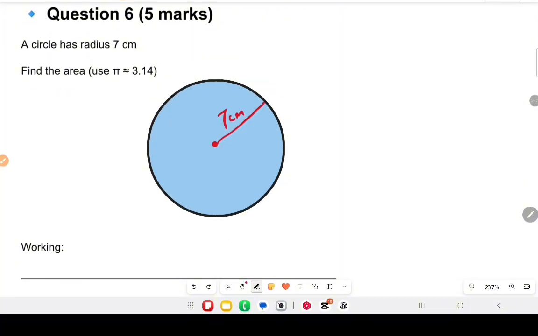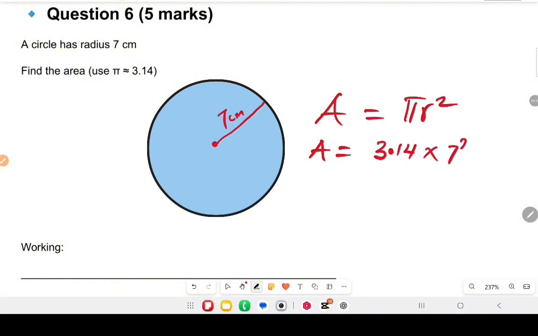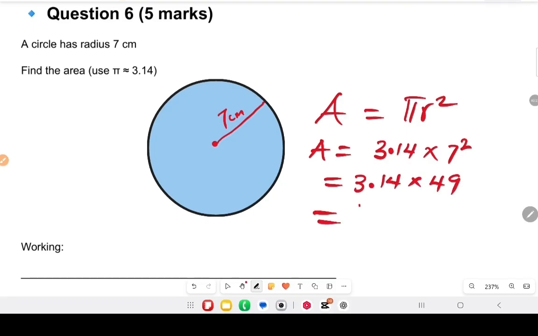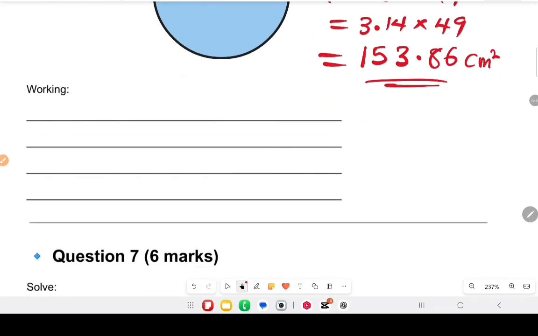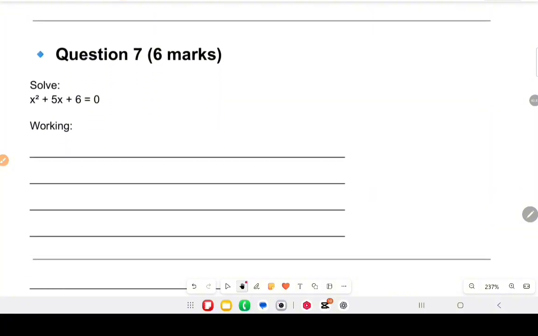Then area of a circle is equal to pi r squared. Then pi is given to us as 3.14 times 7 squared, which will give us 3.14 times 49. When we use calculator, we have 153.86 centimeters squared as the answer. Then we move further to question 7.